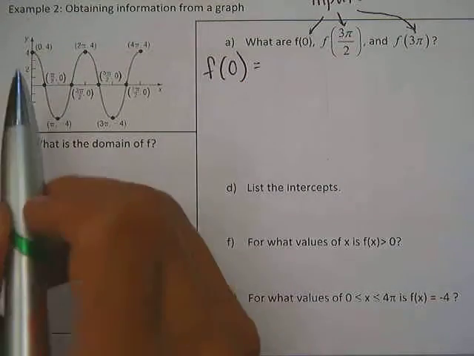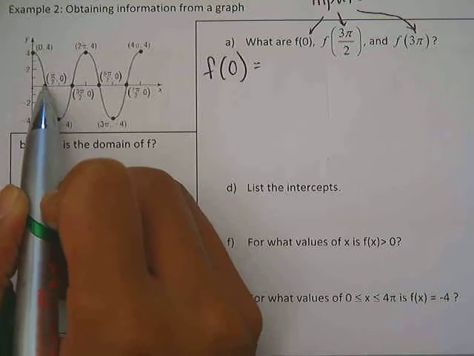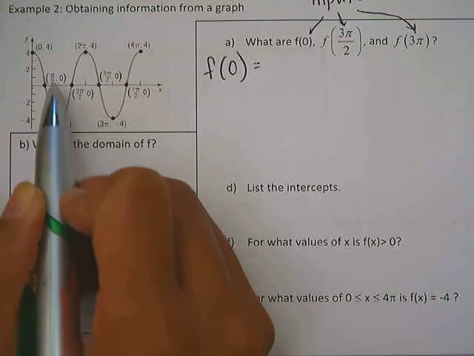So let's look at the graph. x is 0 right here. This is x at pi over 2. This is x at pi, this tick mark.